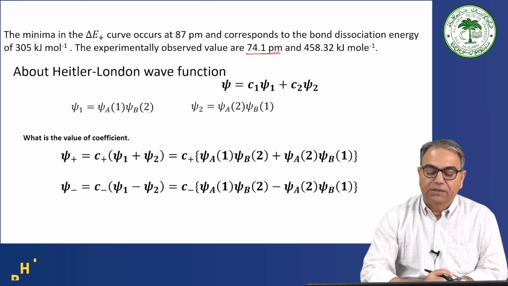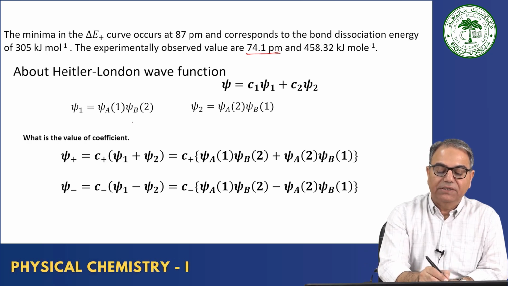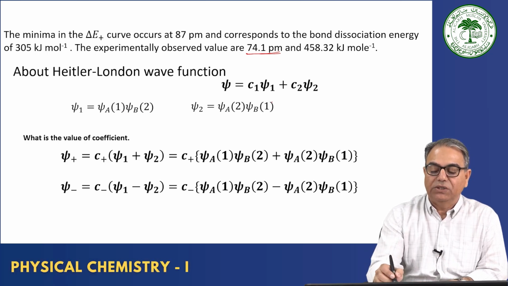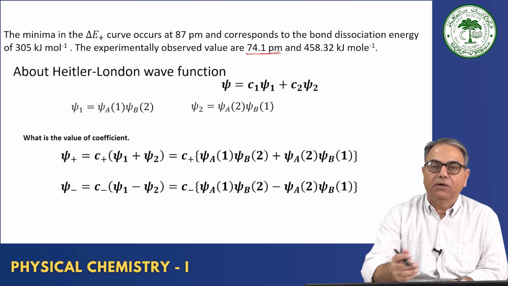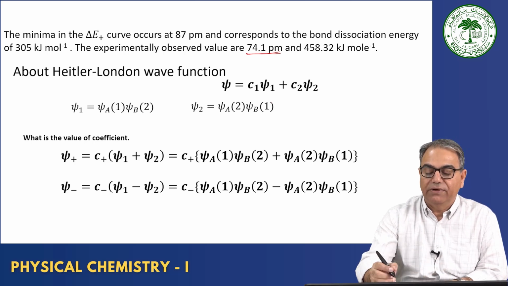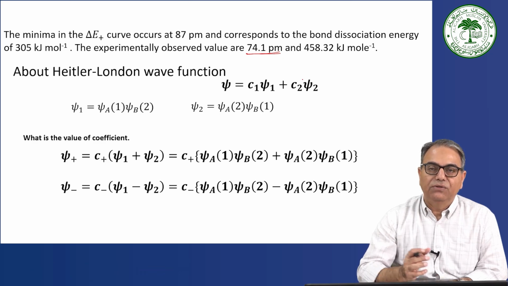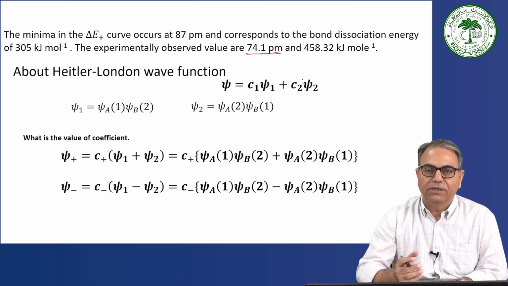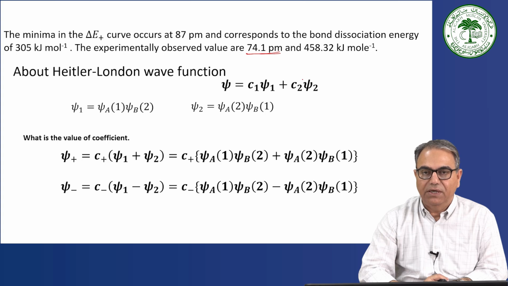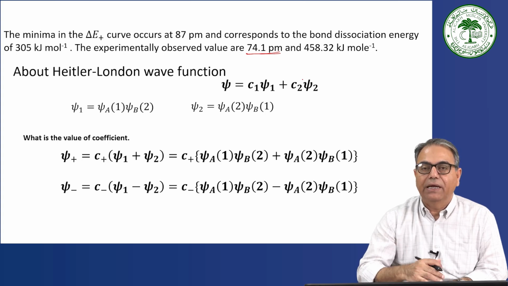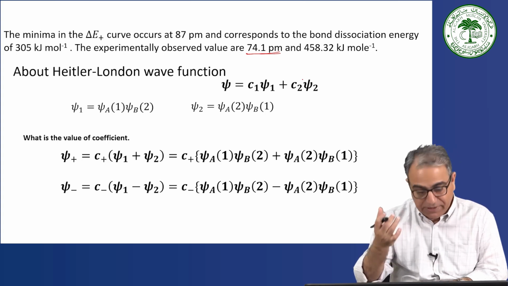Now the question is how much of this psi a1 psi b2 and how much of this psi a2 psi b1 will contribute to the Heitler-London wave functions. Means what is the value of C1 and C2. And very obviously, without going into the mathematics, one can say that if you are talking about H2 molecules and both hydrogen atoms are same, then C1 must be equal to C2. And if that is so, then if you take the C1 value as 1, then C2 value will be, and contribution will be how much? It will be plus minus 1.